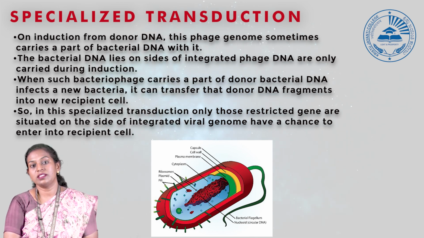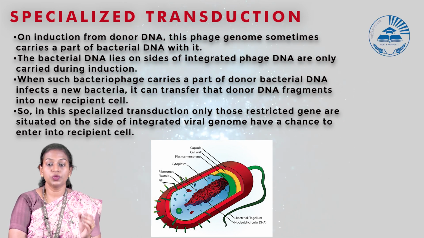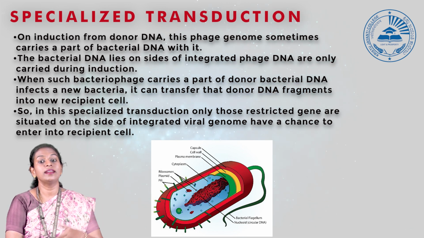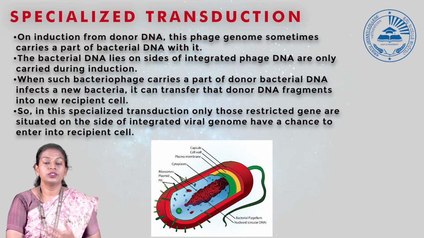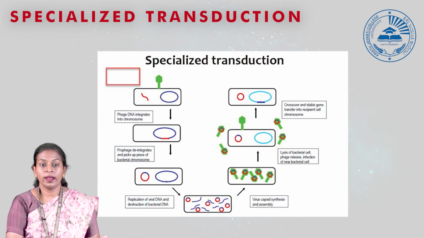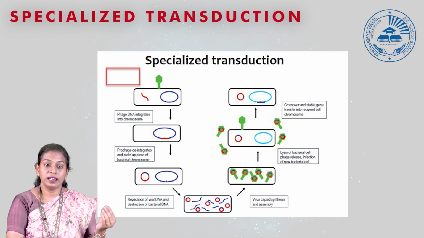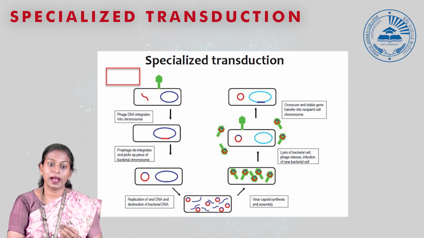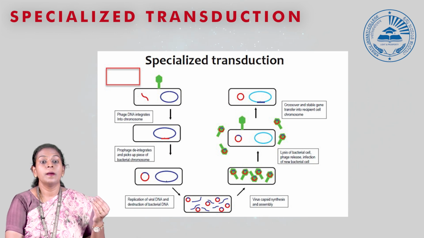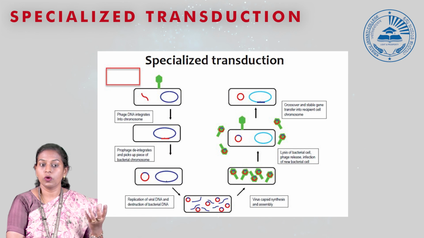So in this specialized transduction, only those restricted genes situated on the side of the integrated viral genome have a chance to enter into the recipient cell. This is a pictorial representation showing specialized transduction, where once the phage infects a bacterial cell, the phage DNA is released and integrates with the bacterial chromosome, and the prophage then deintegrates and picks up pieces of the bacterial chromosome. A prophage is formed inside the host cell itself.